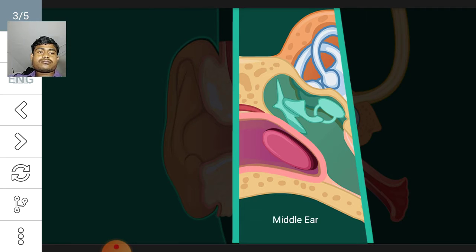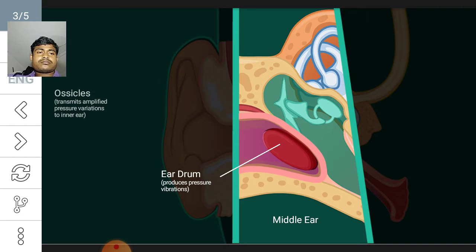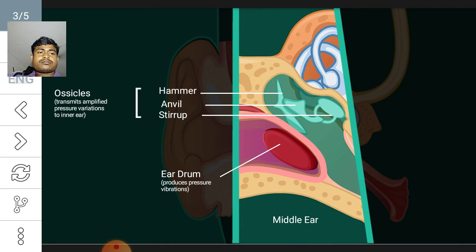The middle ear consists of a thin membrane called the tympanic membrane or eardrum. It is connected to three small bones, which are known as ossicles, the anvil, the stirrup, and the hammer.